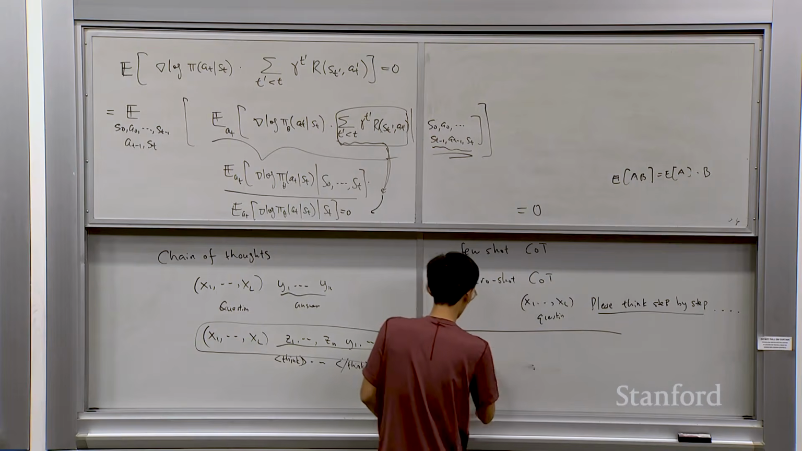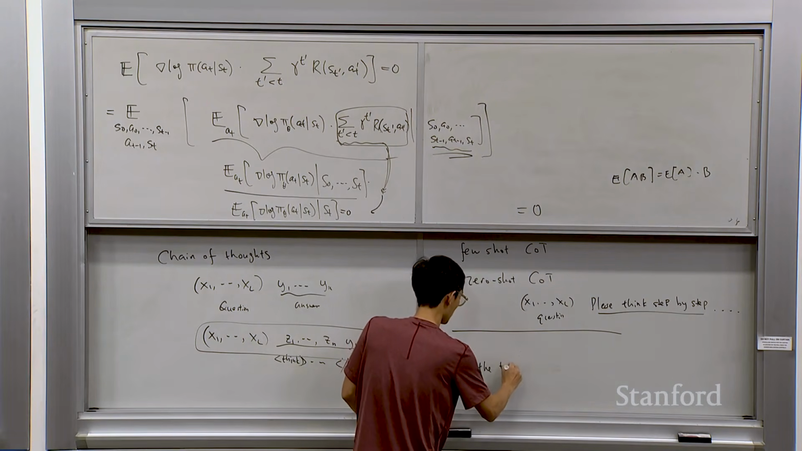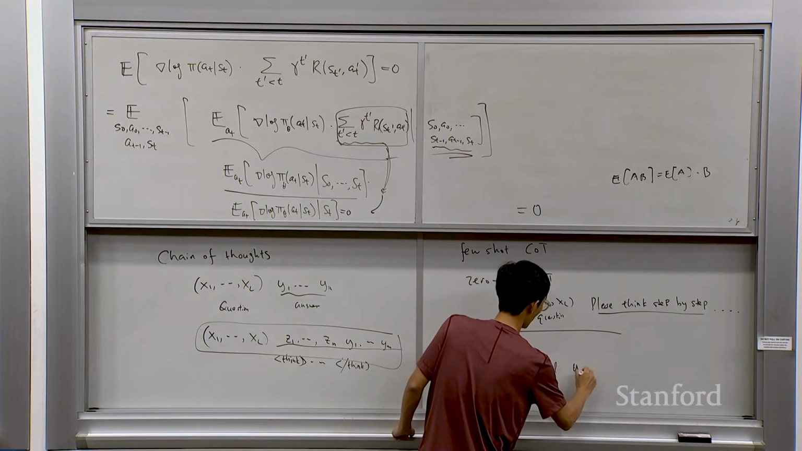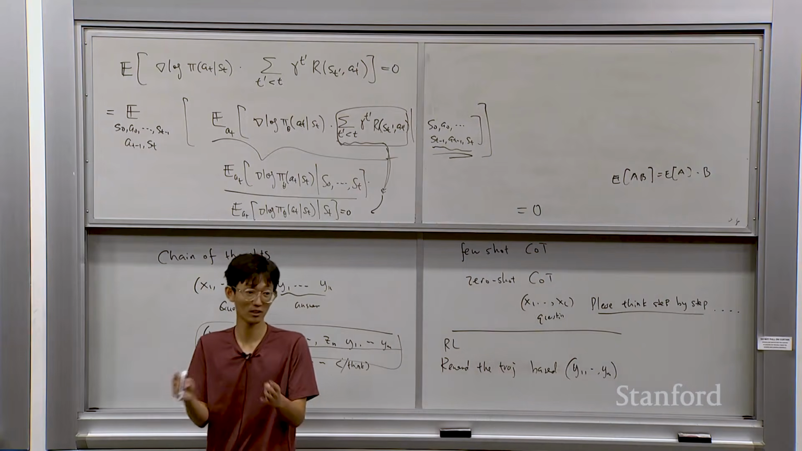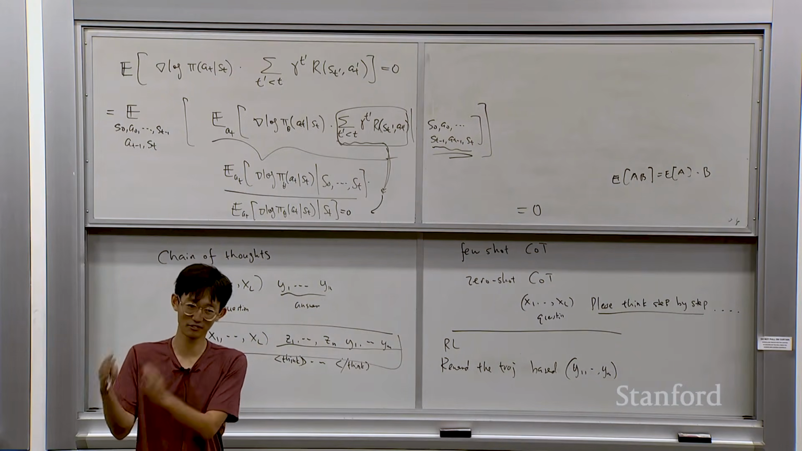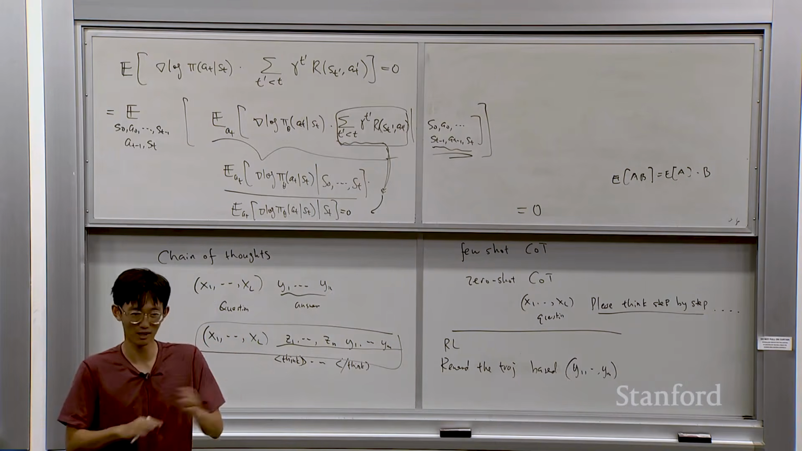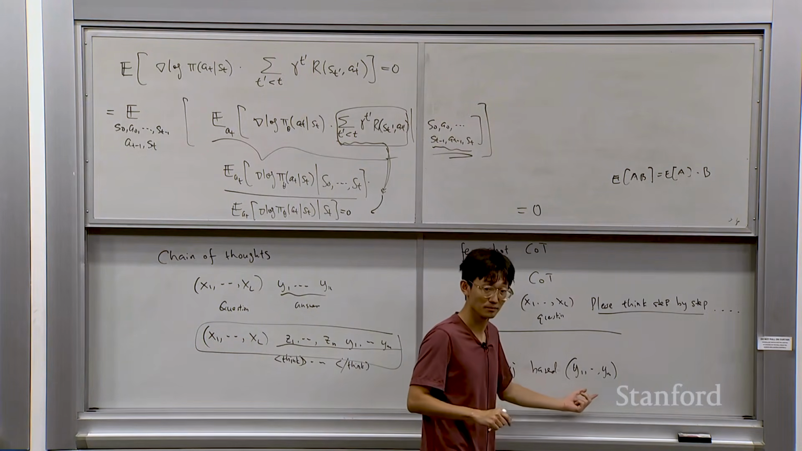So you reward the trajectory based on the final answer, y1 up to yn. You don't really care about how the thinking was done. You just care that the final answer is right. No matter how you think about it, as long as you are doing the right thing, I'm fine with whatever thinking you want, as long as I can verify the answer.